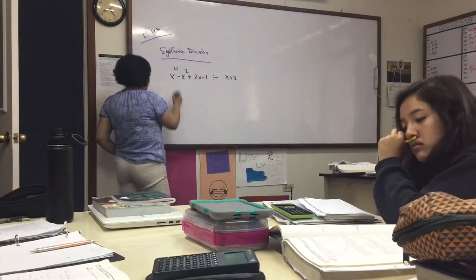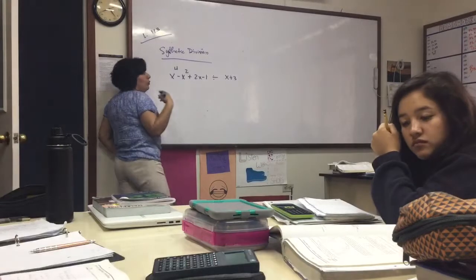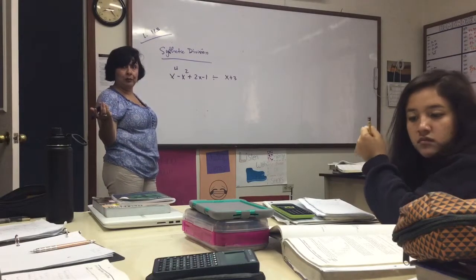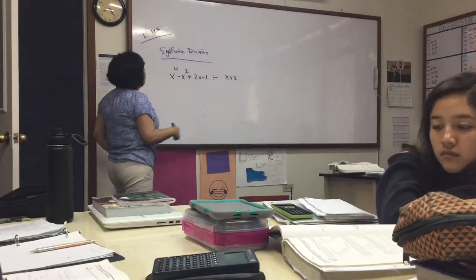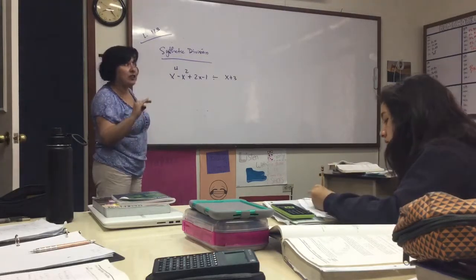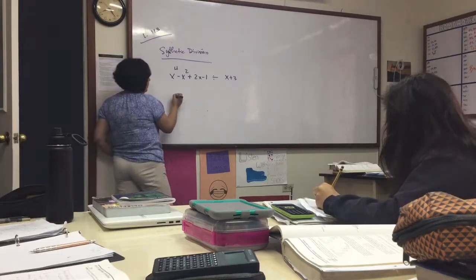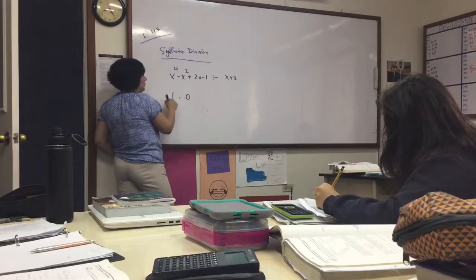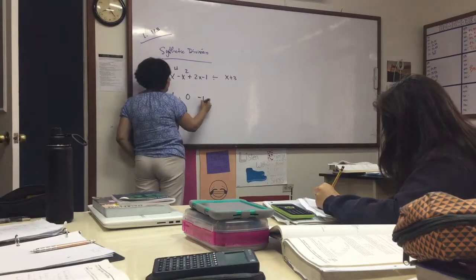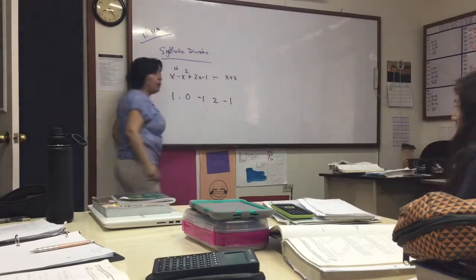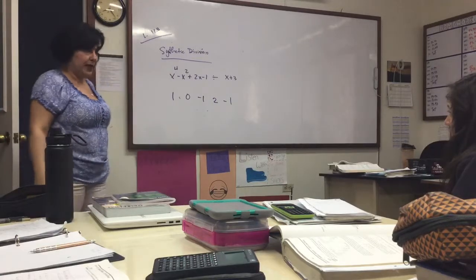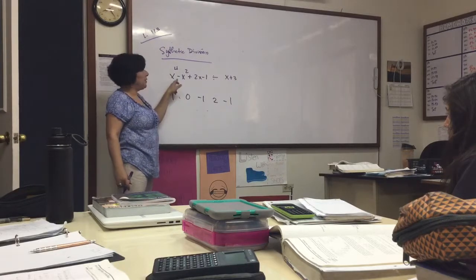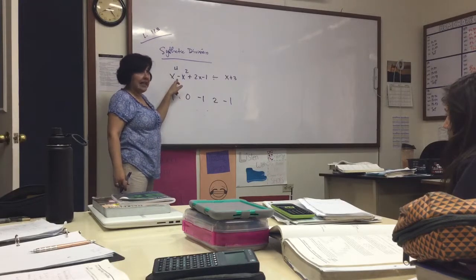Just like you did inside the house, where you wrote a 0 whenever you didn't have the x cubed, or whatever one you're missing. You're just going to take the coefficients, and that's all you're going to write. So, this would be 1, 0, minus 1, 2, and minus 1. Do you see where I got those coefficients from? From this, right? All the way to the end. Why the 0? Because I'm missing the x cubed, and I need to have that position.